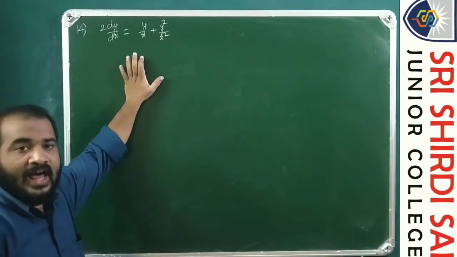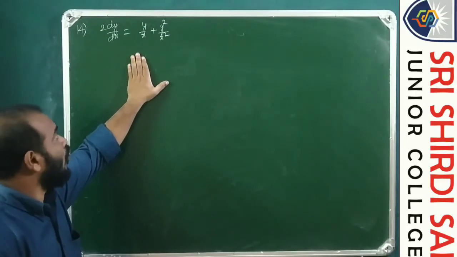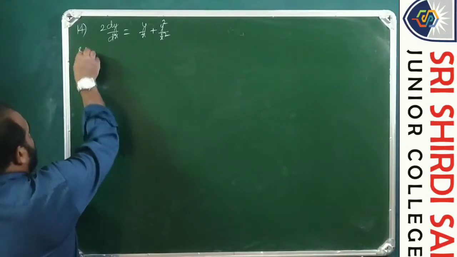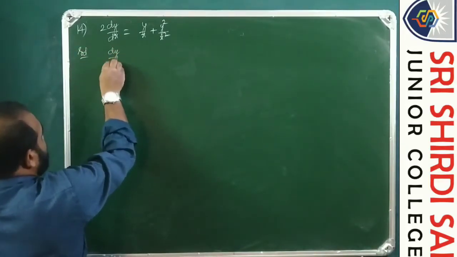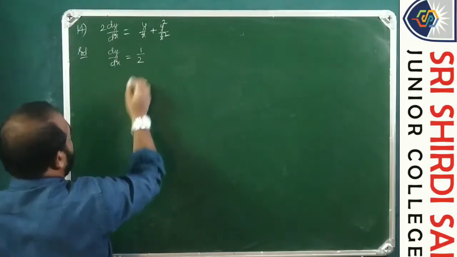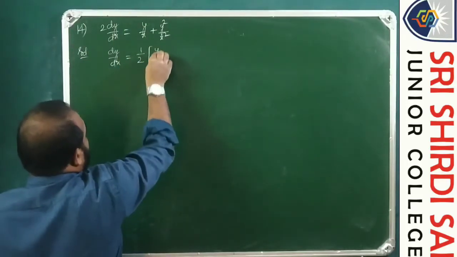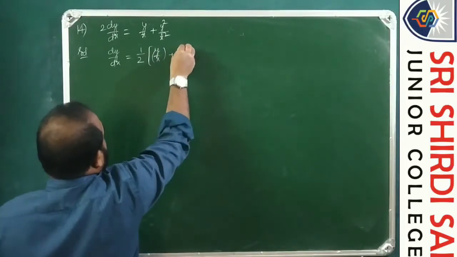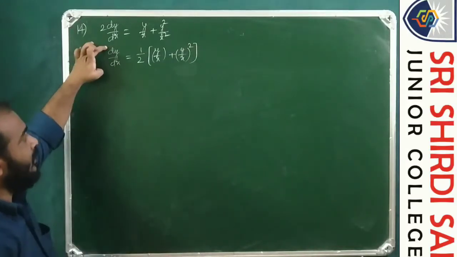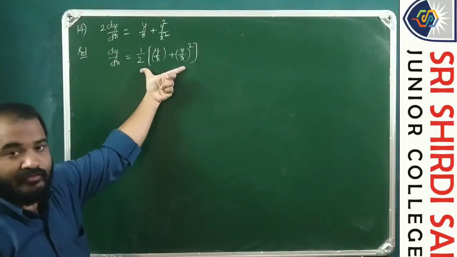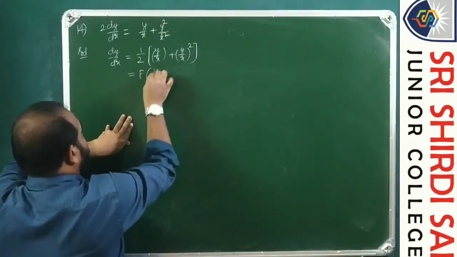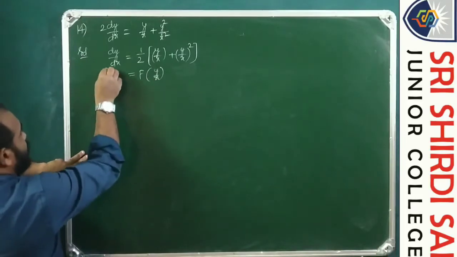This is going to be the last problem from the second Roman of 8C exercise. So dy by dx, on transposing the 2, we will be getting 1 by 2 into y by x plus y by x whole square. So this is dy by dx. It is of the form f of y by x.